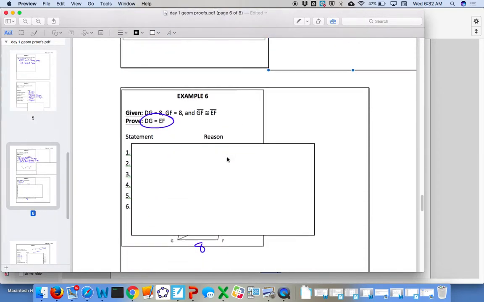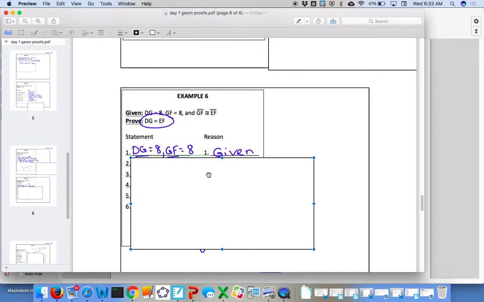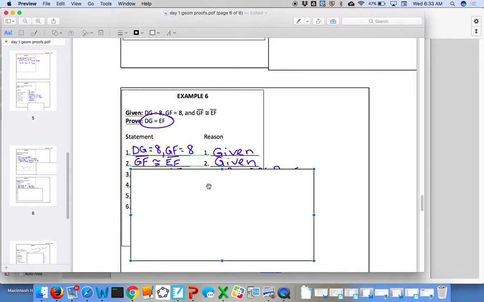All right, so then on example 6, we know that DG is 6 and GF is 8. Oh my gosh, I messed up again. We know that DG is 8 and GF is 8 and that GF is congruent to EF, and we need to prove that DG equals EF. So we have our given that DG is 8, GF is 8, and also that GF is congruent to EF.